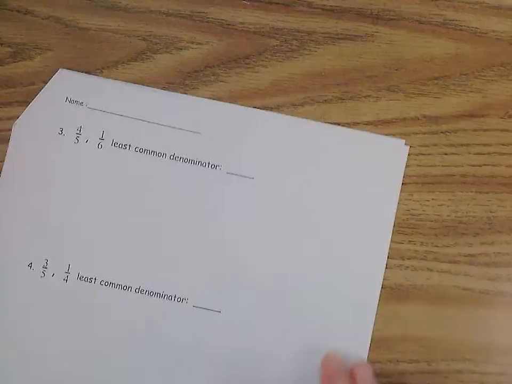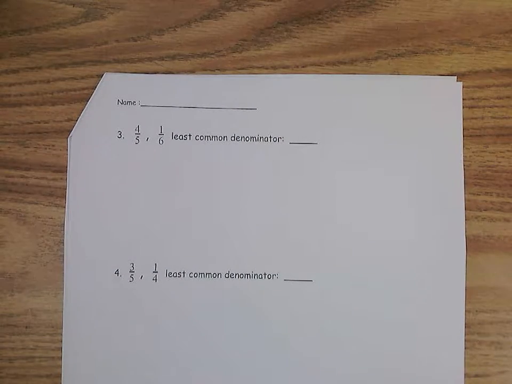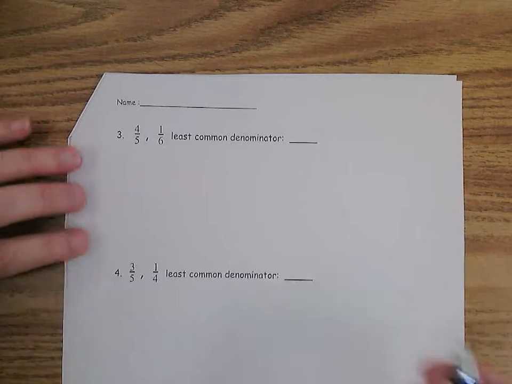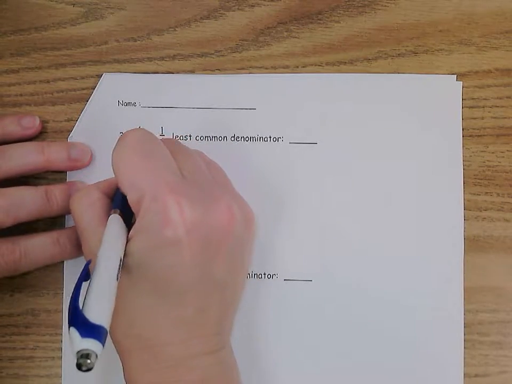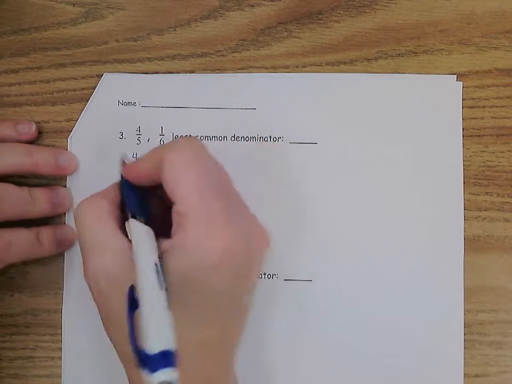We're going to go on to the third one. Next page, page 2. We are going to do 4/5 and 1/6. Again, rewriting our fractions. I like to write them vertically just because it gives me more space to do this, and it just helps me out.